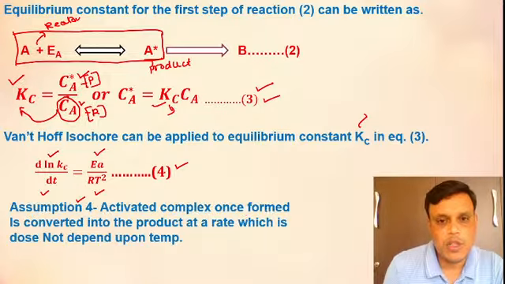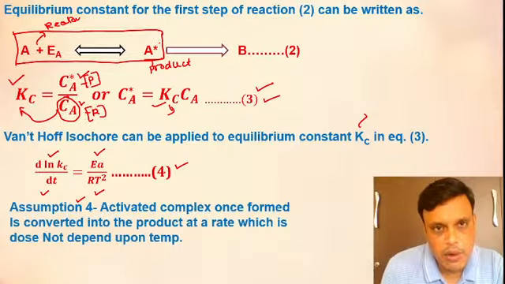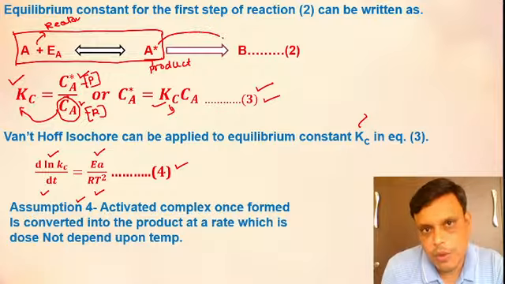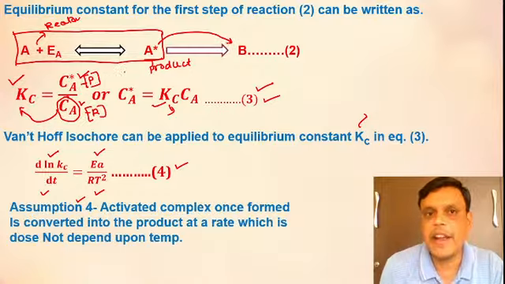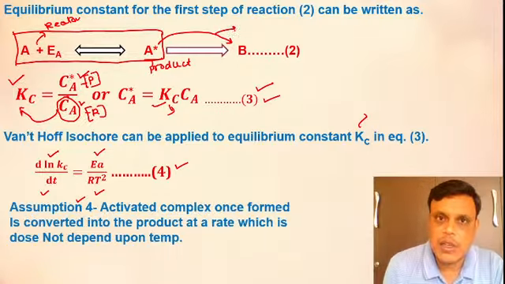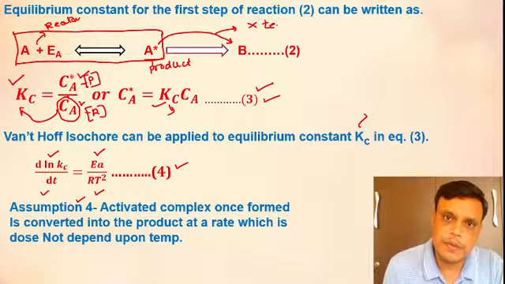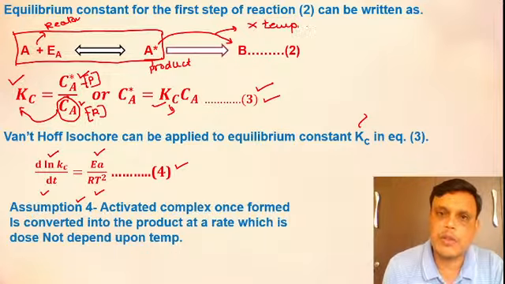Activated complex, once formed, is converted into the product at a rate which does not depend upon the temperature. Now here the activated complex is formed. This activated complex gets converted into the product at a rate, and this rate does not depend upon the temperature.